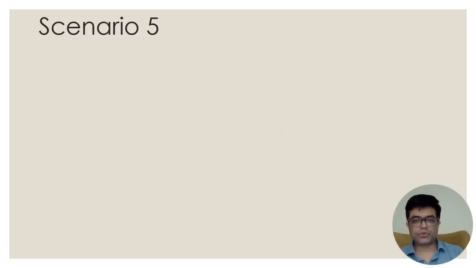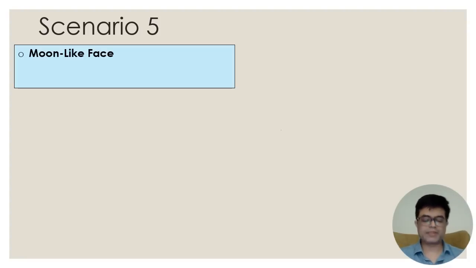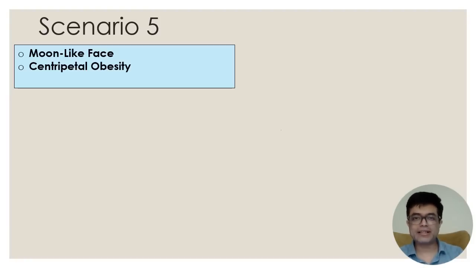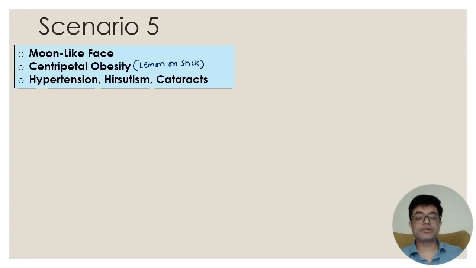Let us now have a look at scenario number 5. The examiner will say that there is an adult patient who's presenting with moon-like face. You already know the answer. So moon-like face, centripetal obesity. Centripetal obesity means the central body is obese and the peripheries are thin. This is also sometimes called lemon on stick appearance. And the patient is having hypertension, hirsutism and cataract.